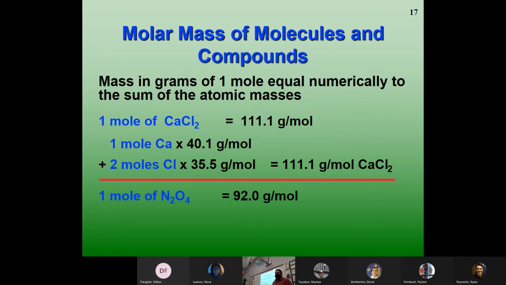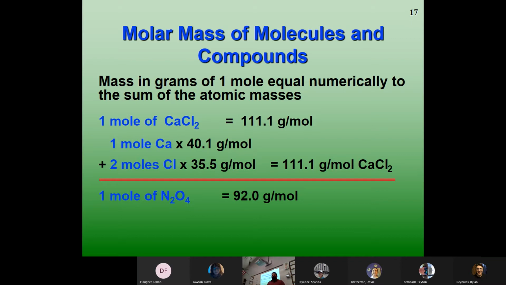All right, so kind of getting at what Logan was asking here. The molar mass of molecules and compounds, all you do is you add up those masses that match your formula, and then that is your ingredient, that's your recipe for 1 mole of that compound. So for example, how much is 1 mole of calcium chloride, CaCl2, how much do I need to measure? How much do I need to weigh out?